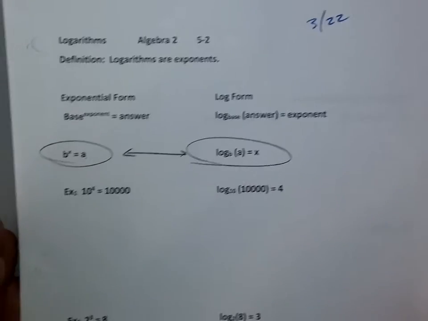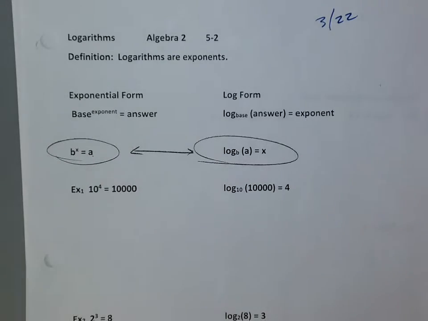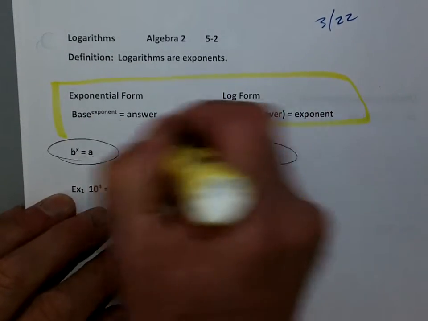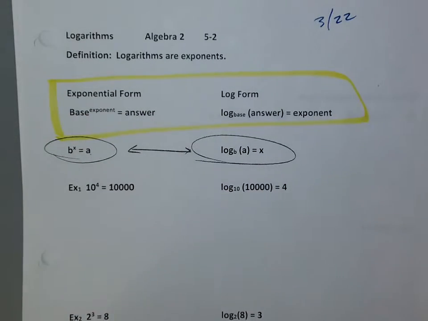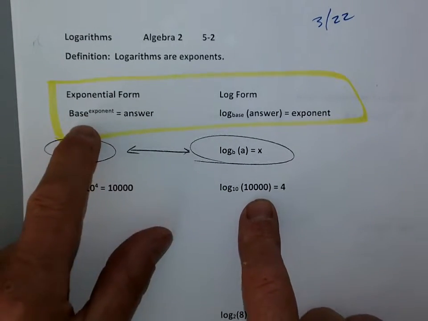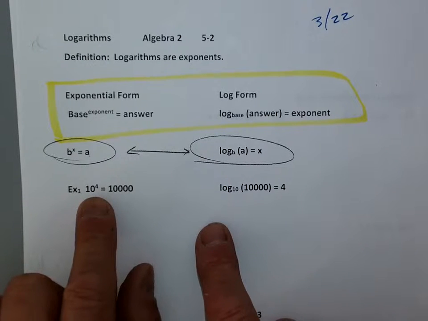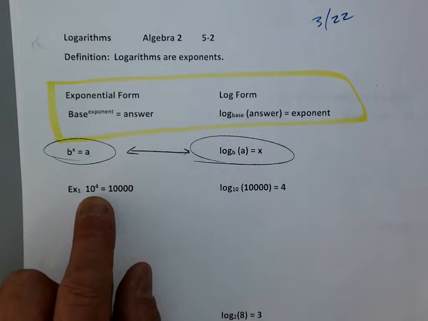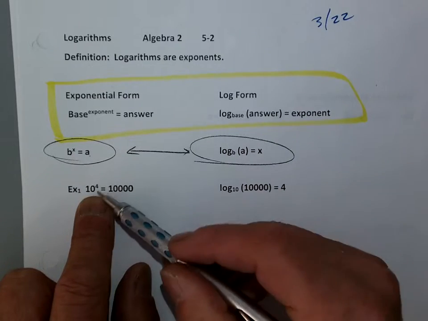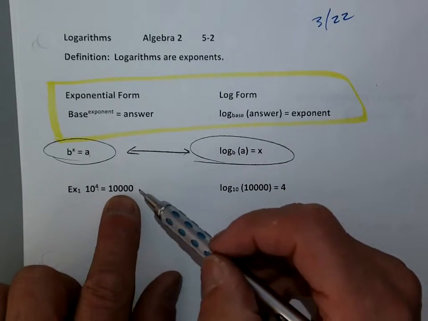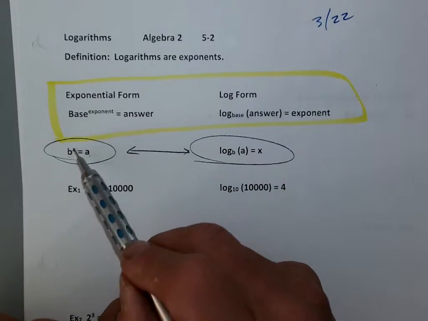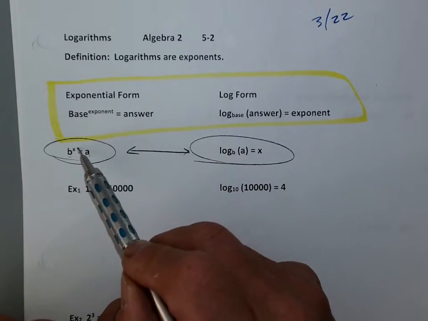So logarithms. You don't have to memorize this because you have notes, but this is what logs are all about. If you start with, say for instance, example 1, the big number is your base. This is base 10. And obviously the 4 is your exponent, and it equals some answer. This is exponential form. B to the x, or the base to the exponent equals the answer.